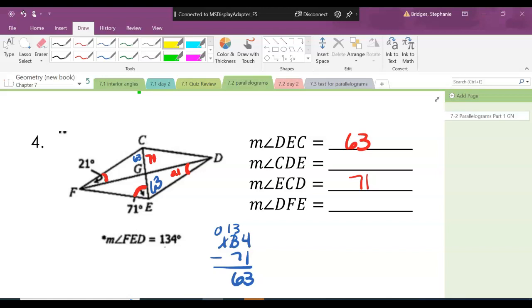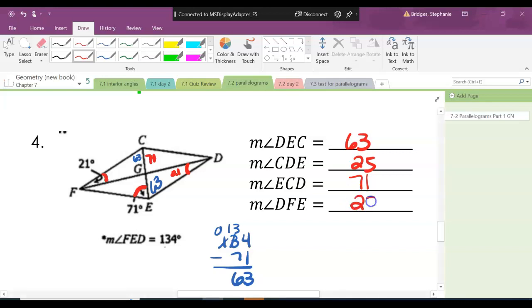Yeah. Okay. Which means, what would this top one be? 25, right? Because it's alternate interior, yeah. So then we can go back and answer those questions. What is angle CDE? We just figured it out. 25. Whoops. And then DFE. DFE is also 25.